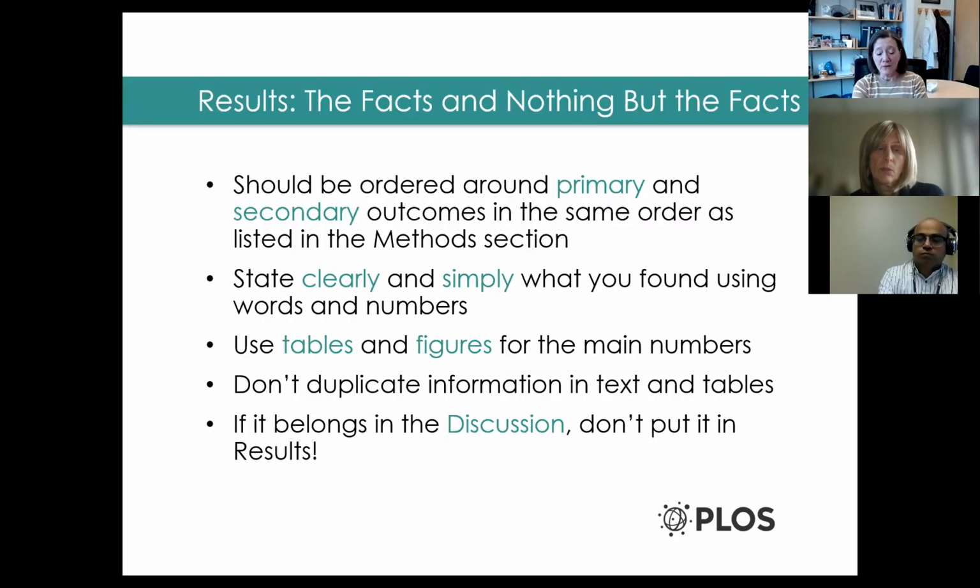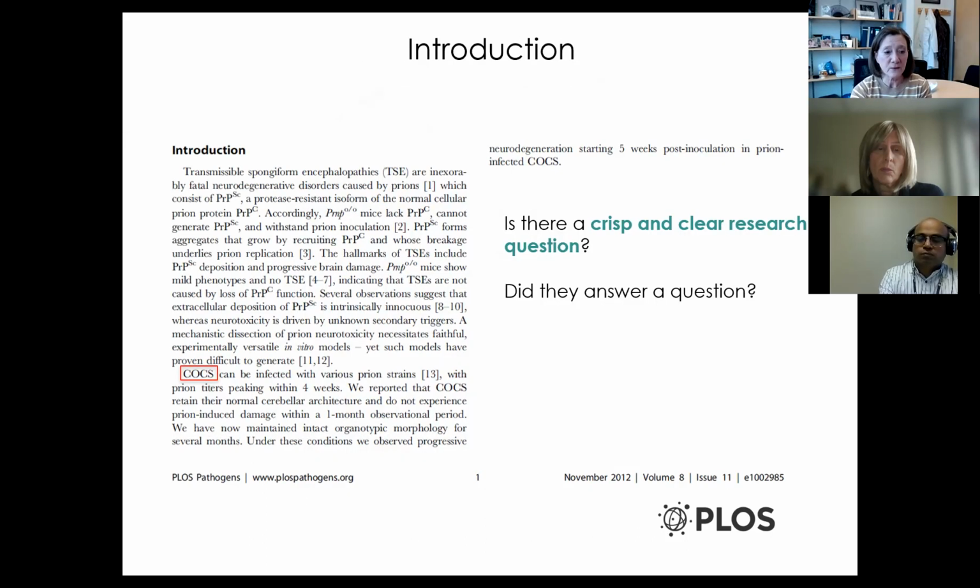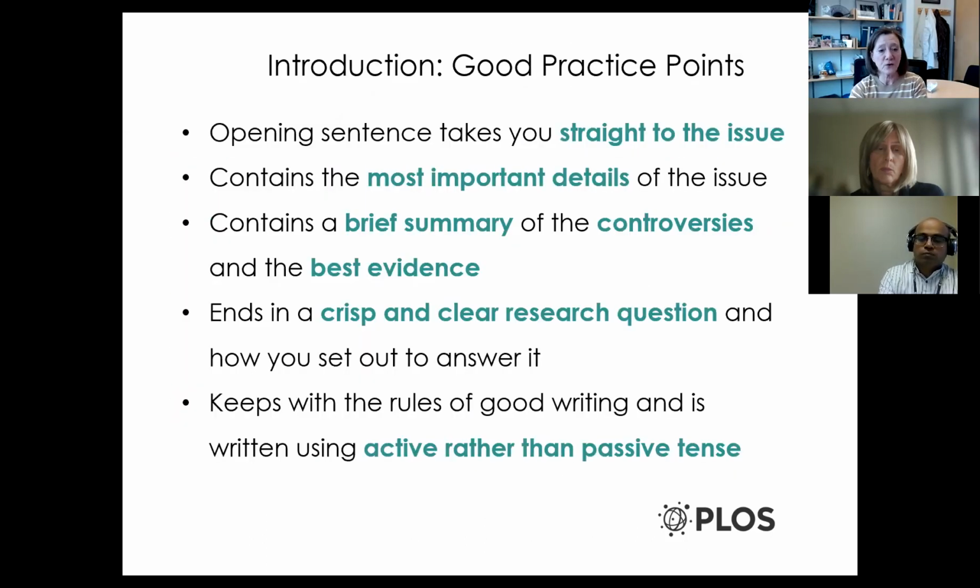Okay. So again, let's go back to what I said here. You need to have an opening sentence that takes you straight to the issue, contains the most important issue, contains a brief summary of the controversies and the best evidence, and ends in a crisp and clear research question. And I don't feel that that abstract did that.